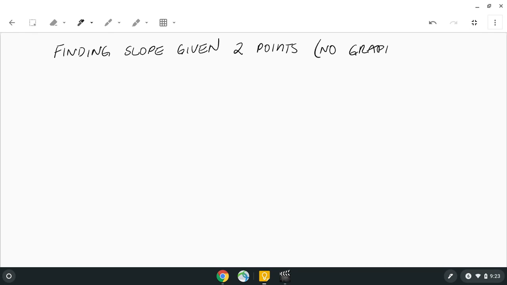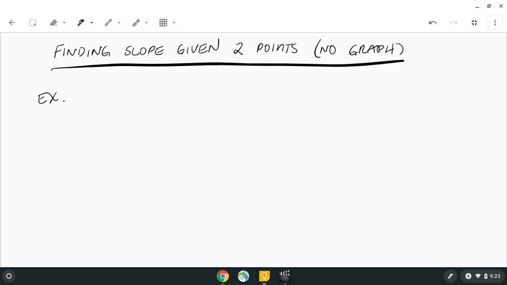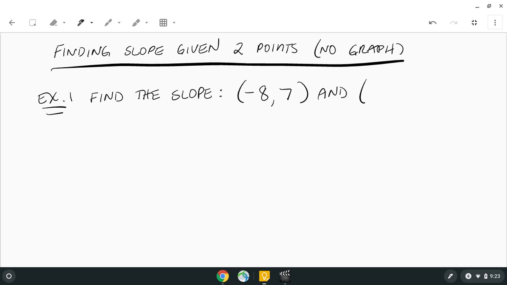Okay, so I'll go over one example. All right, so suppose that you have to find the slope. And suppose the 2 points you're given are -8, 7, and let's say you have -3, -2. Okay, so you're going to be using the formula m equals y2 minus y1 over x2 minus x1.